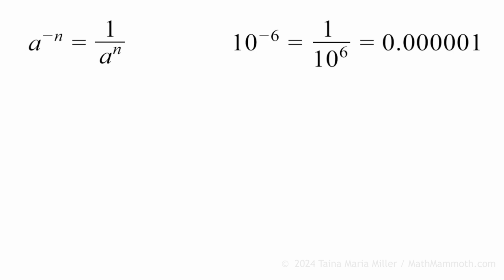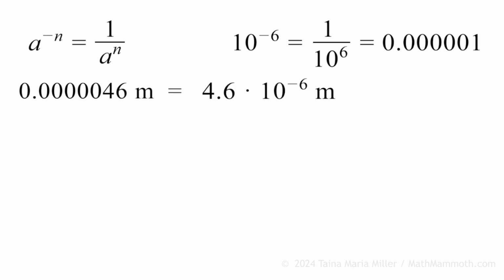Let me show you an example. Here we have 10 raised to the power of negative 6. And it becomes 1 over 10 to the 6th, or 1/millionth part. As a decimal, 0.000001. Here I have a pretty small number, wouldn't you say? And in scientific notation, it becomes like that, with a negative exponent.